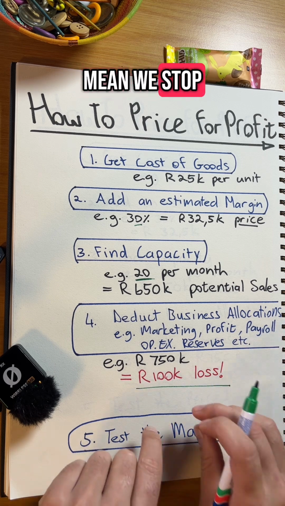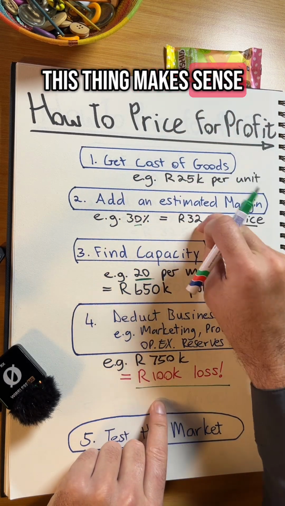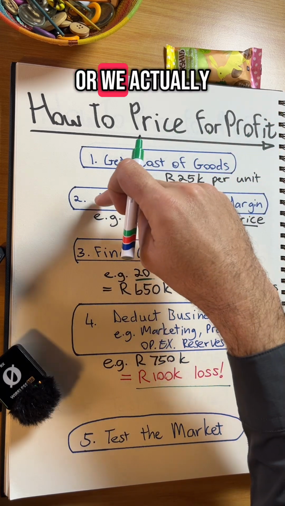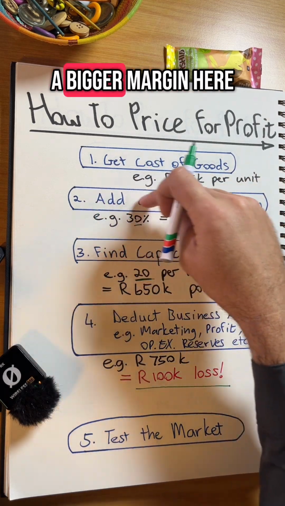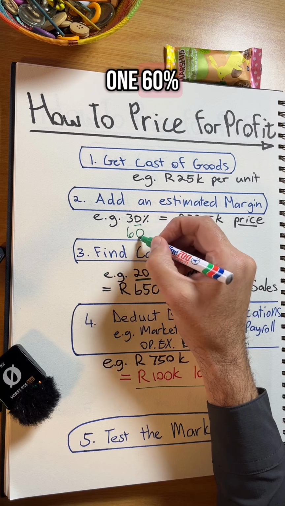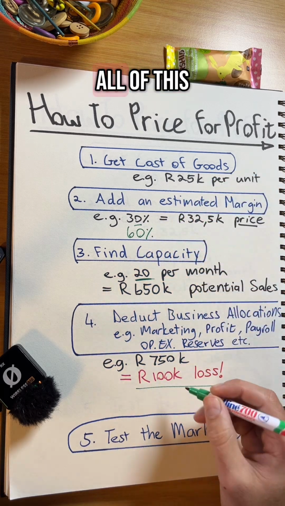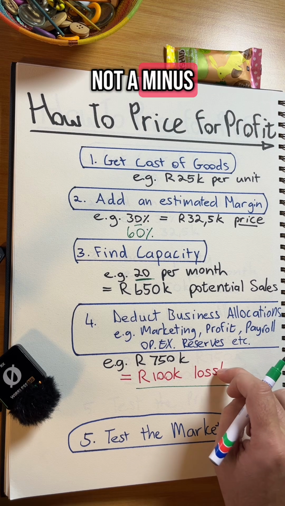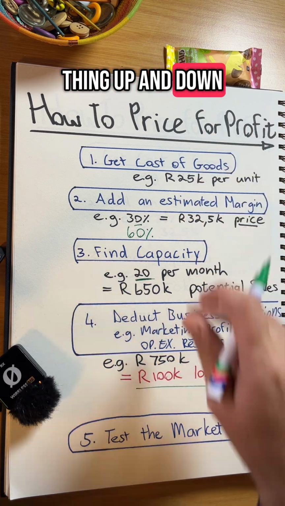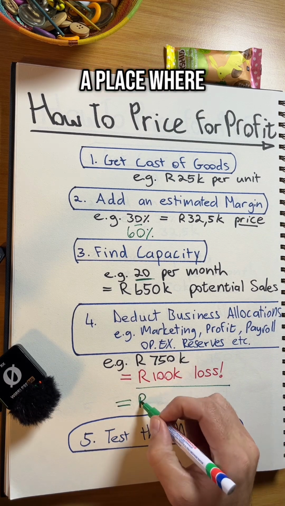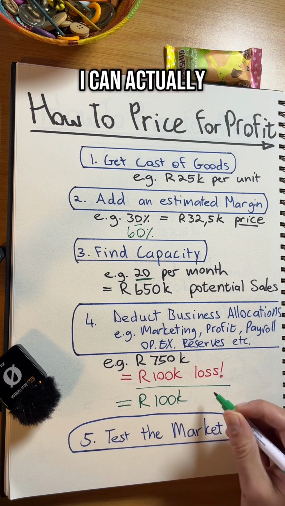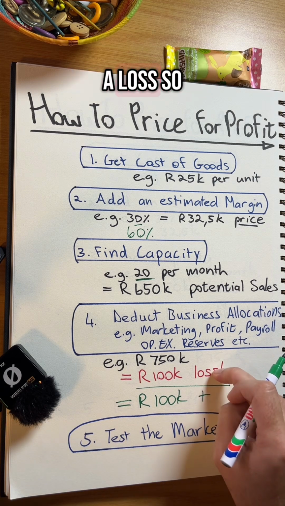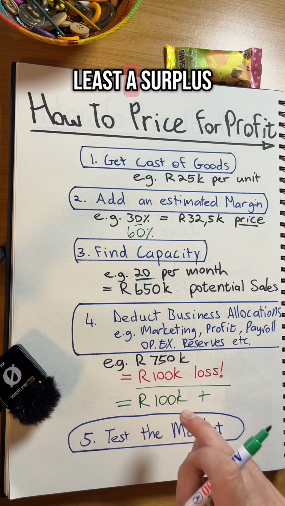So that would mean we stop right here and we go back up until this thing makes sense. So either we decrease our cost of goods sold, or we actually have to create a bigger margin here. So we would maybe make this one 60%, go down through all of this and see if we then make a profit, or at least a plus, not a minus. And you would play with this thing up and down until you can eventually get to a place where you say, okay, in this example, I can actually make 100K surplus and not a loss. So this is not quite a profit, but it's at least a surplus.